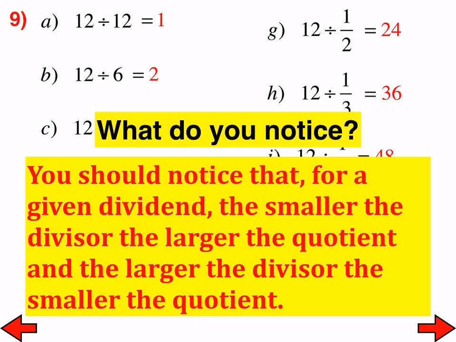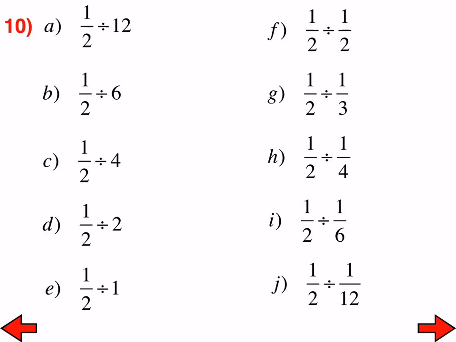So now let's turn to number 10, where once again the divisor is the same, but the dividend is not 12 anymore. It is 1/2. And let's see if we can notice something similar to what happened in number 9. So quickly go ahead and find all of the quotients, and then we'll have a quick conversation with our shoulder partner about what we noticed.